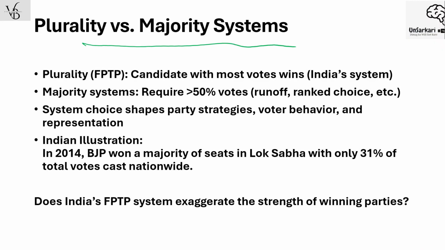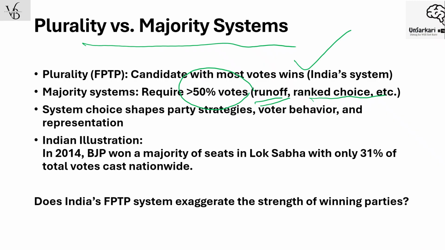Coming to the point of plurality versus majority systems. What system can be called a plurality system? That is the first past the post system, because a number of candidates can stand and the candidate with the most votes wins. In the case of India, we call it the first past the post system, that is the plurality system. A majority system requires more than 50% votes, in systems where there is a runoff, a second round, and ranked choice as well.